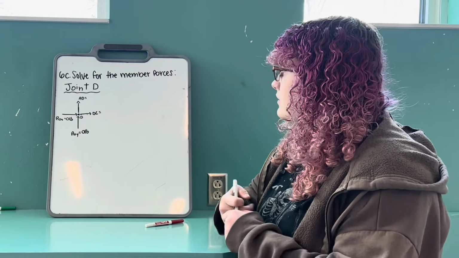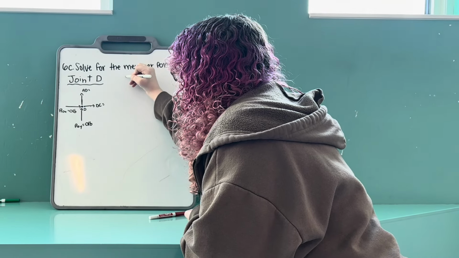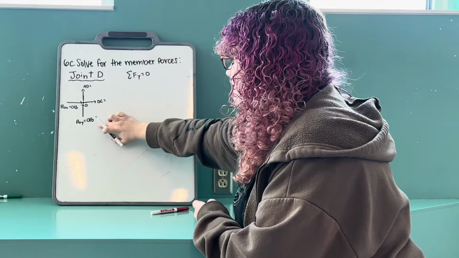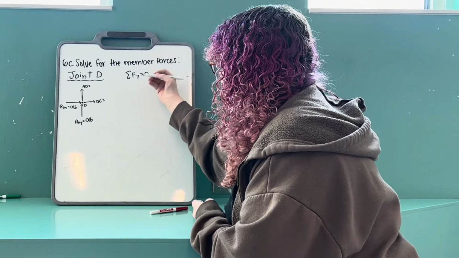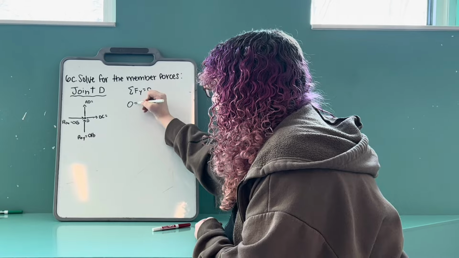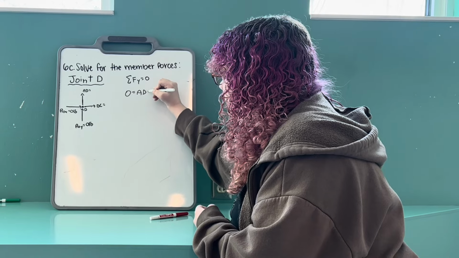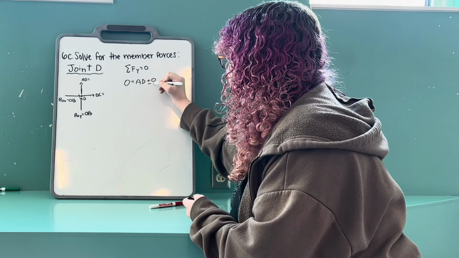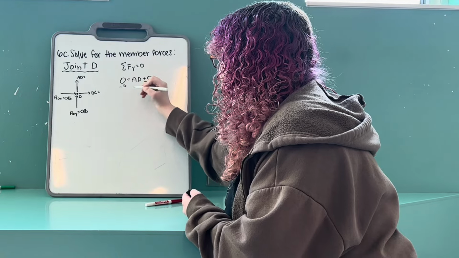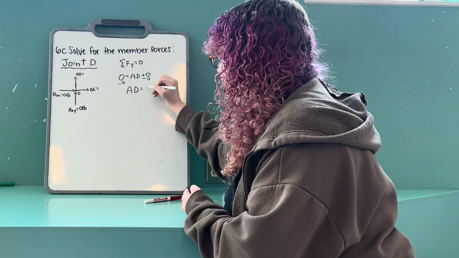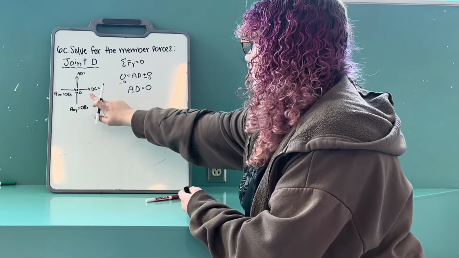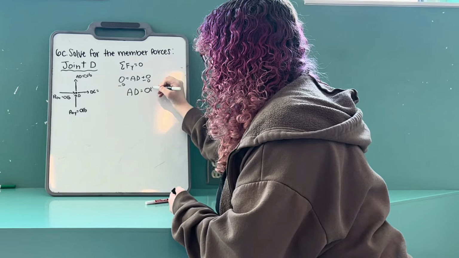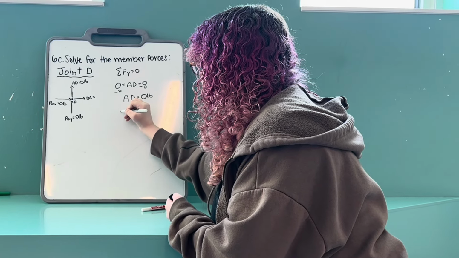But to start this, we have to use our equation of sum of the forces in the y direction is equal to 0. So for y, we have RDY and then we have AD. So your equation would be 0 is equal to AD plus 0. So obviously, you don't really have to do much, just kind of move it. So then AD is equal to 0 pounds.